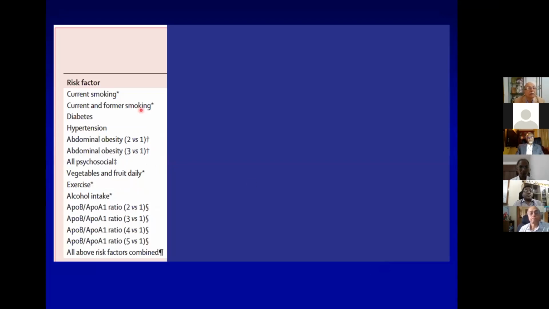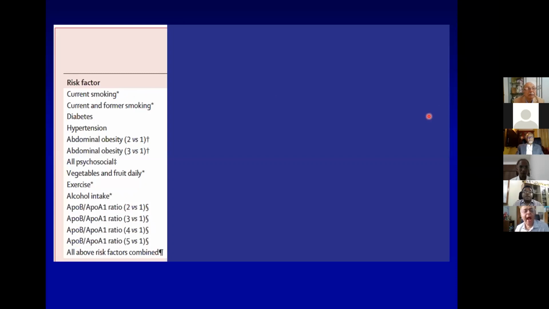So there are 9 risk factors here. Smoking, diabetes, hypertension, obesity, abdominal obesity to be precise, not just BMI, psychosocial effects, vegetables and fruits, not just diet in general, but vegetables and fruits, exercise, and you'll see an asterisk here. Okay, we'll ignore that for now. Then you have lipids, ratio of ApoB versus ApoA1 in 4 different comparisons here. These were compared, and all of the above risk factors combined.